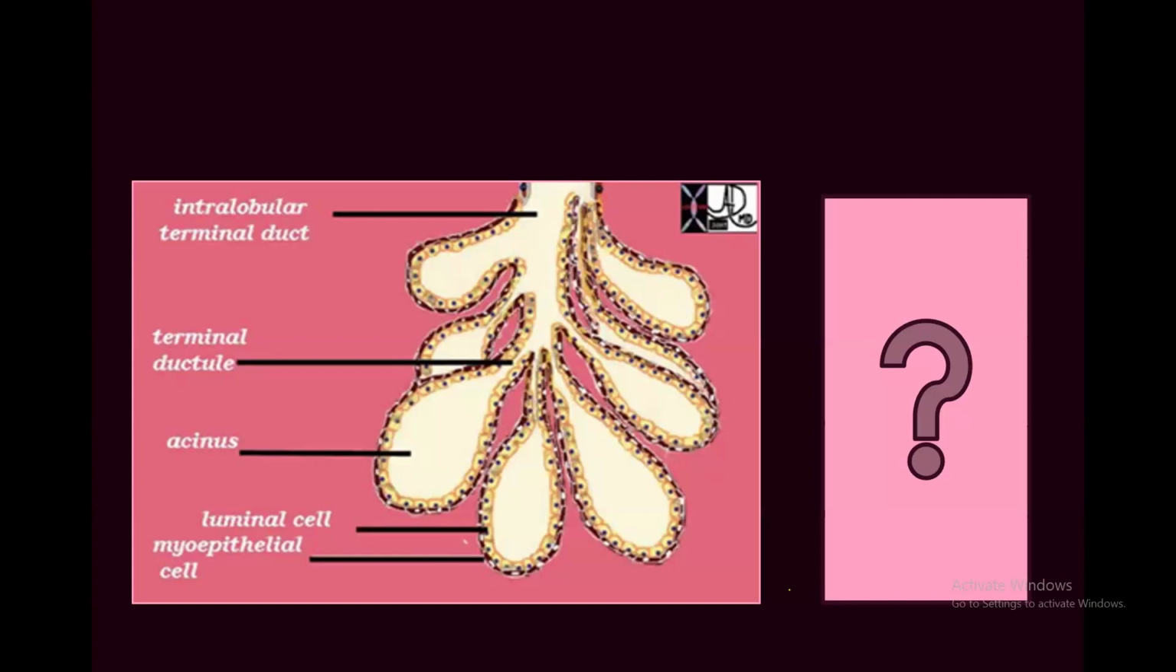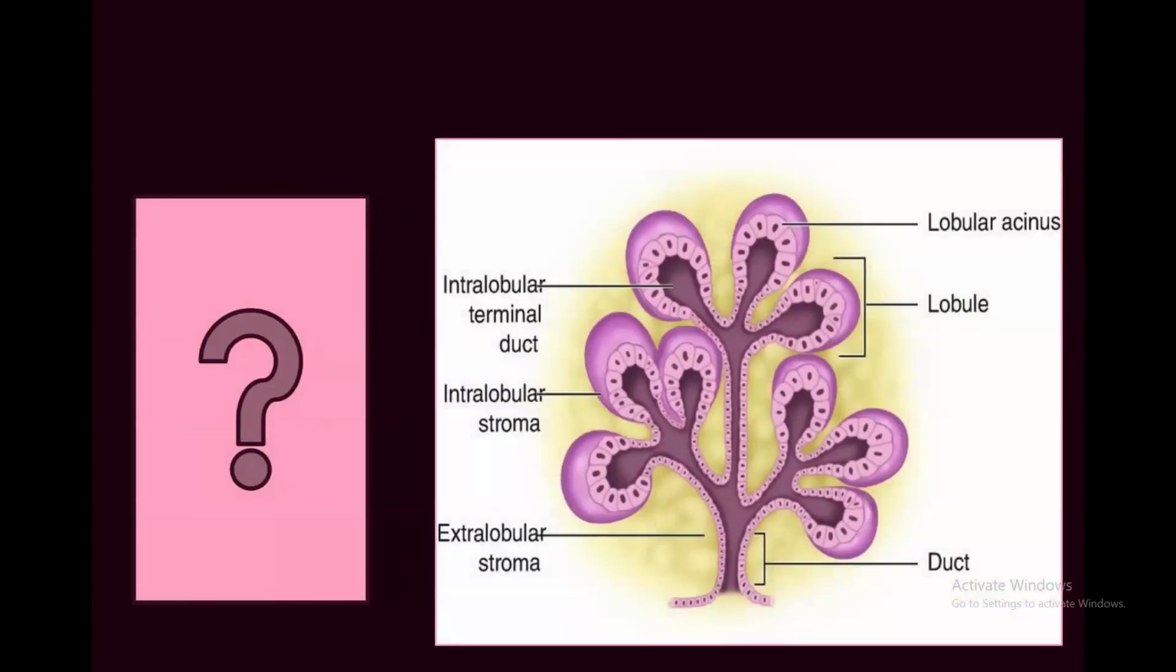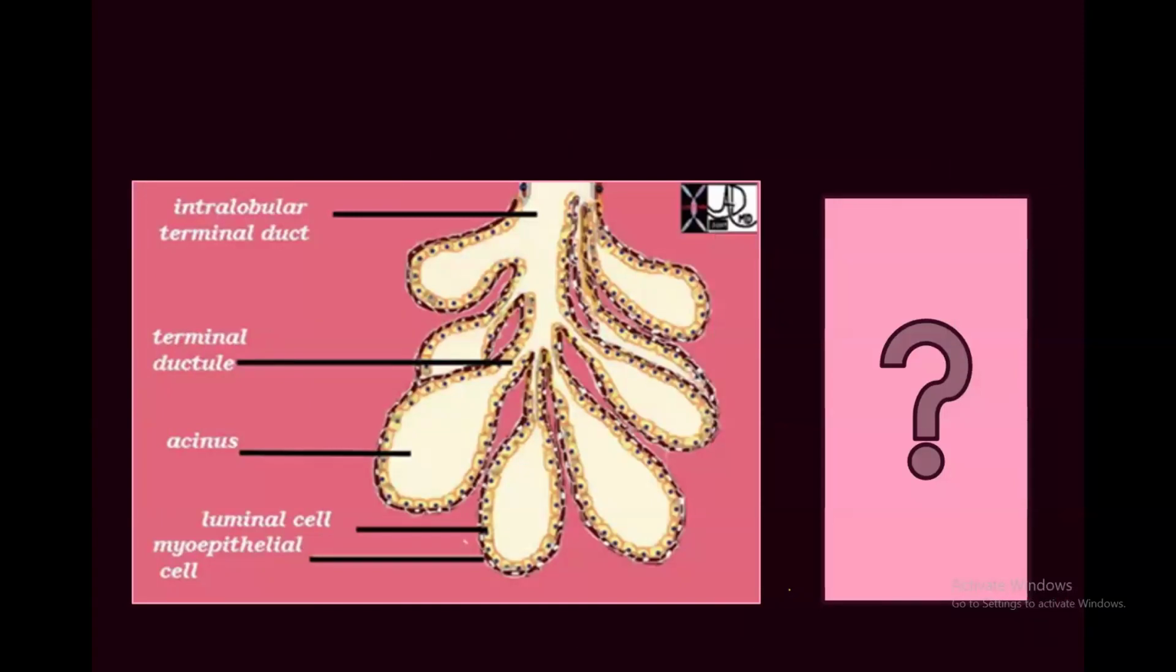No, in this illustration, bounding the cells of the terminal of the duct and acini like this. No, there is one structure missing between the two. One structure represents something and the other represents another structure. There is one structure missing in one of these.